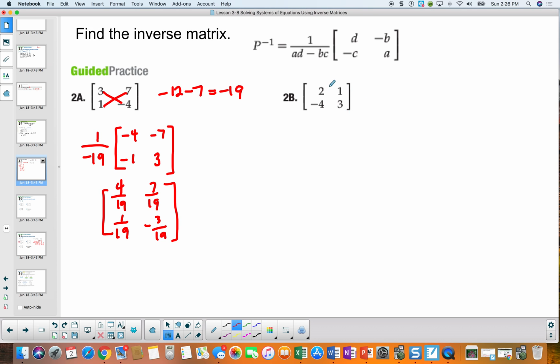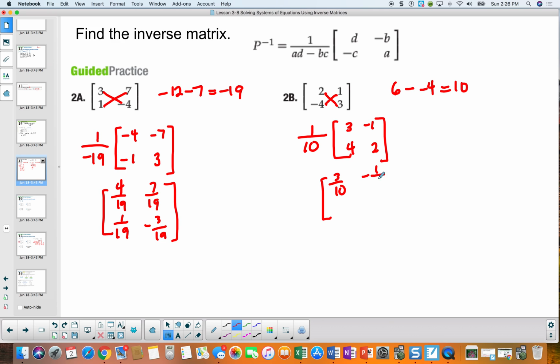Okay, let's go ahead and do this. I'm going to multiply these two, that's 6. Take away, and I multiply these two, and that's a negative 4. So that's going to be a 10. That's going to be my scalar, 1 over 10. And then I'm going to exchange places, 3 and 2, change the sign, 4 and negative 1. And then when I multiply out, I am going to get 3 over 10, negative 1 over 10, 4 over 10, which you can reduce to 2/5, and 2 over 10, which you can reduce to 1/5. And that is the inverse matrix.